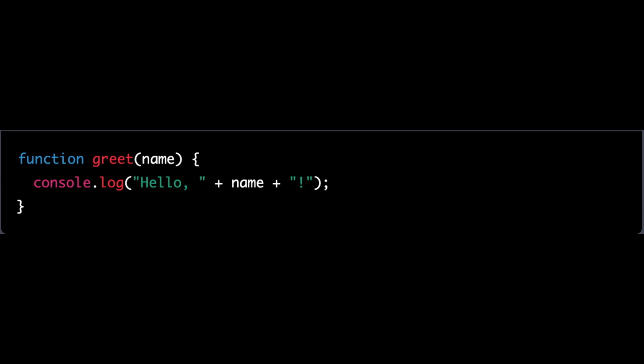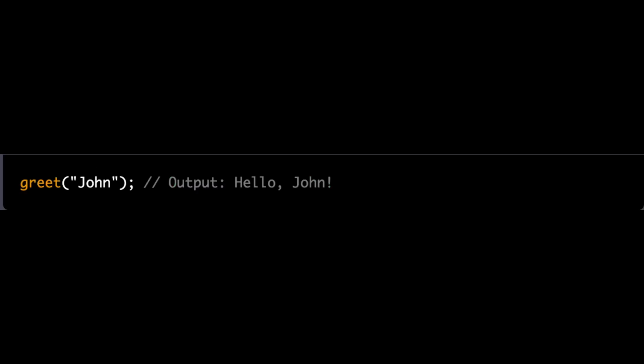This function is named greet and it takes one parameter, which we've called name. Inside the function, we use the console log method to output a greeting message with the name parameter. To call this function and pass in a value for the name parameter, we would do something like this. This would output the message hello, Jahan in the console.